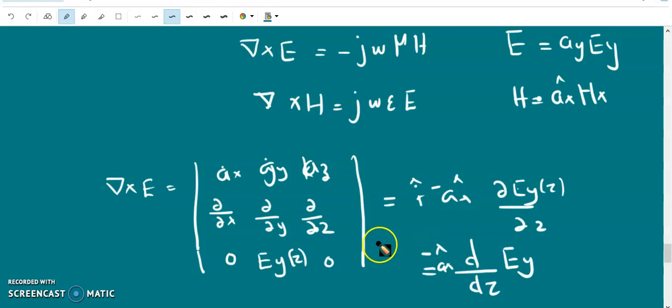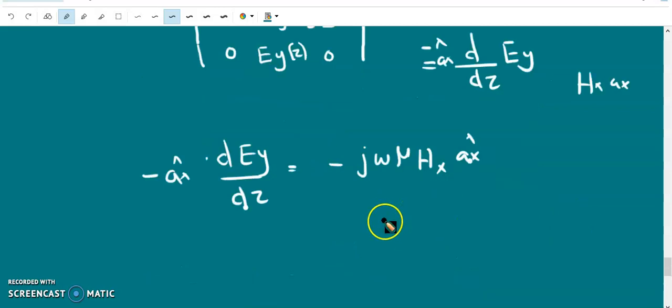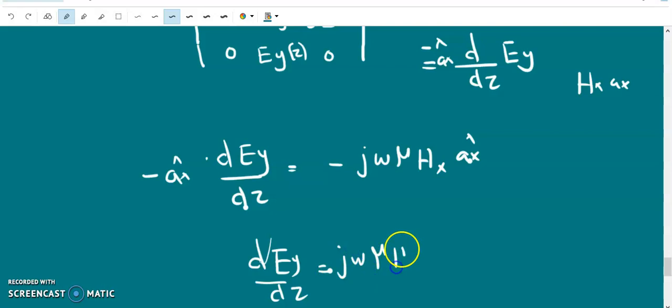So del cross E is equal to minus j omega mu H, which reads minus x cap dEy by dz is equal to minus j omega mu Hx ax alone. So we have the negative signs cancelled and ax also cancelled, and we have dEy by dz is equal to j omega mu Hx. This is equation number 1.